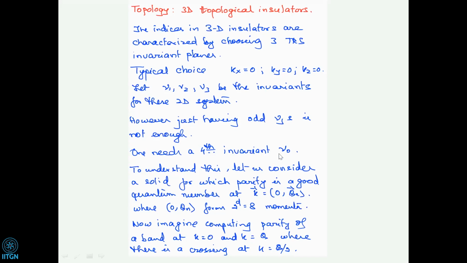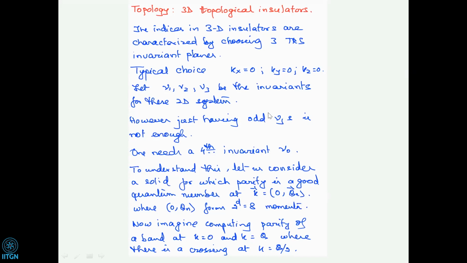What one needs is a 4th invariant, which is nu naught. So what is this nu naught and how do we understand this? The nu naught essentially shows if there is some non-trivial topology truly in 3 dimensions, which is not restricted to a plane. So how do we figure that out? We figure that out by considering a solid, let's say a cubic solid, which is centrosymmetric, which means that for this solid, parity is a good quantum number at special momenta, such as k equal to 0 or Q, which are crystal momenta.